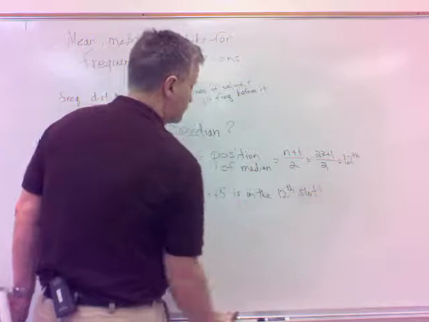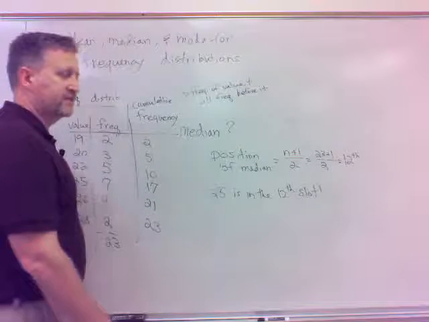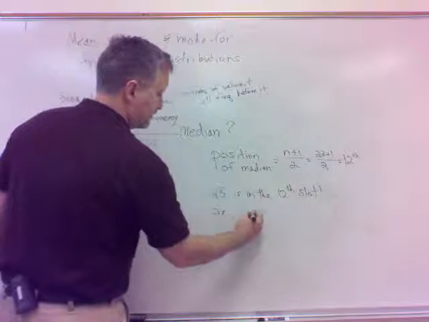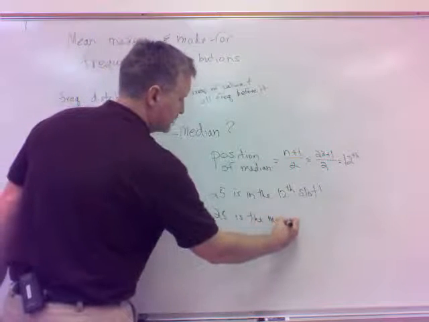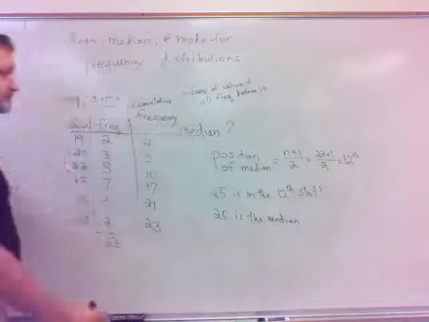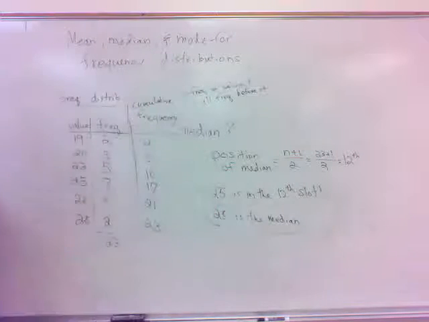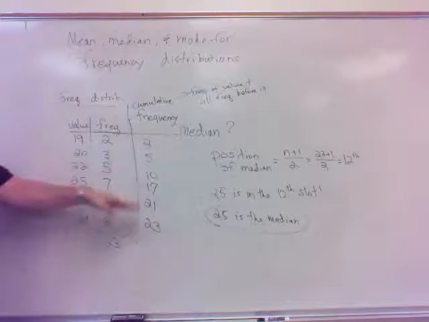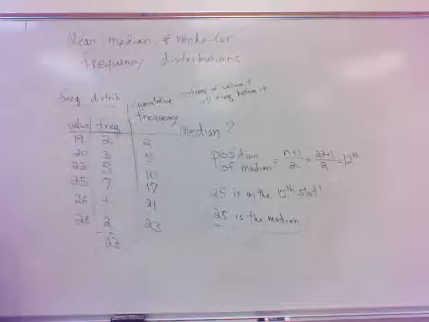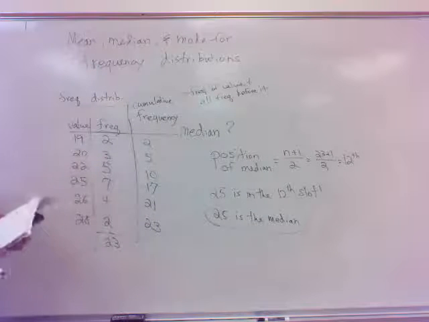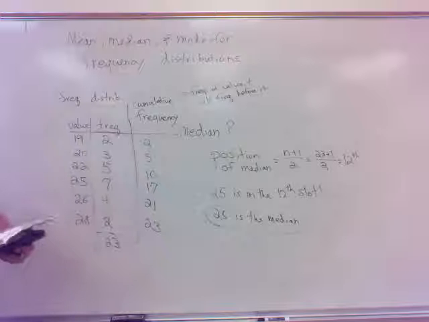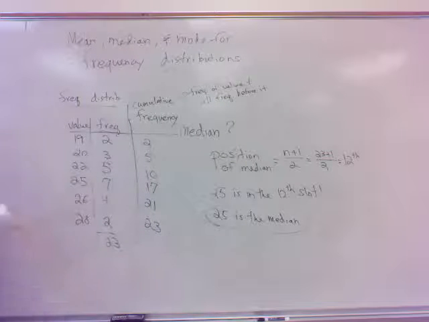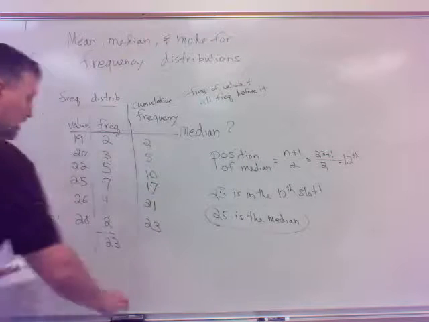So what does that tell me? 25 is the median. So without having to write them all out, that's another way you can do it. Okay? All right, well, let's try another little table here. Try this one out and see if we can do these again for that. All right.